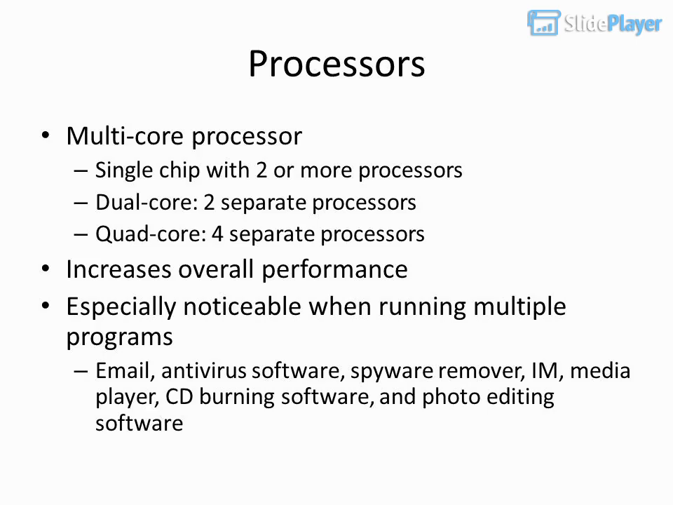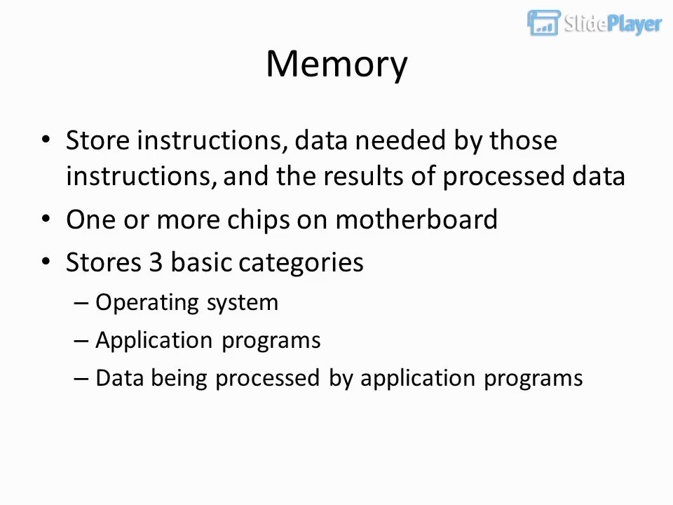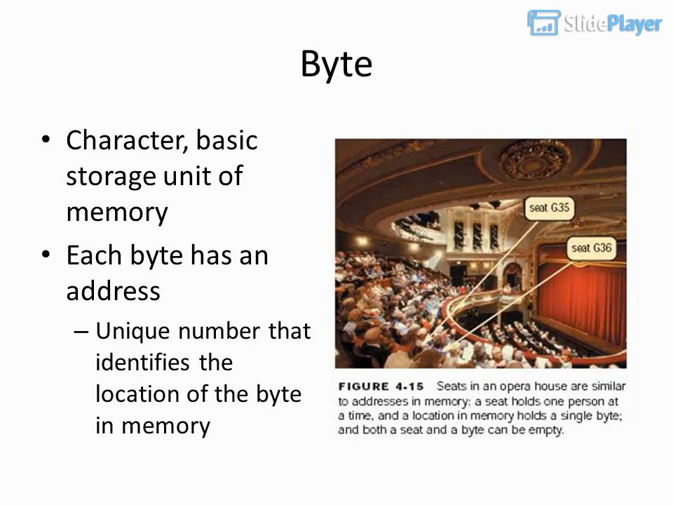For example: email, antivirus software, spyware remover, media player, CD burning software, and photo editing software. Memory stores instructions, data needed by those instructions, and the results of processed data. It is one or more chips on the motherboard. Memory stores three basic categories: the operating system, application programs, and data being processed by application programs. The byte, a character, is the basic storage unit of memory. Each byte has an address, a unique number that identifies the location of the byte in memory.